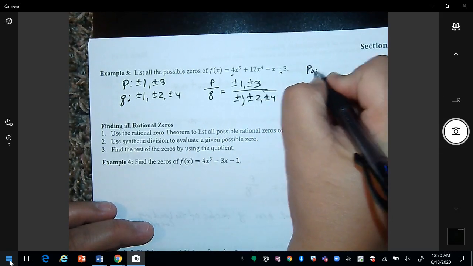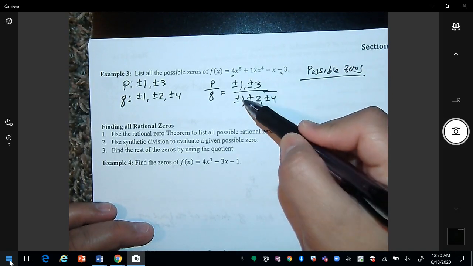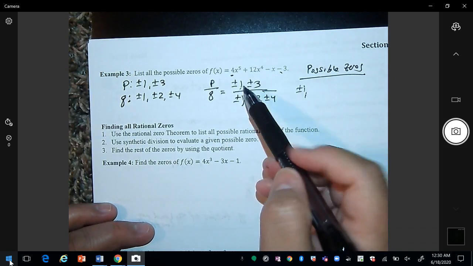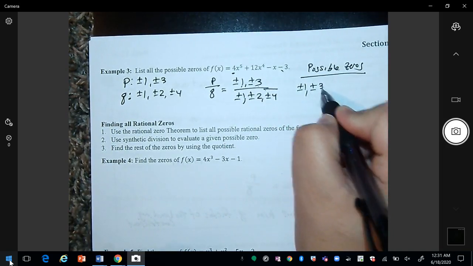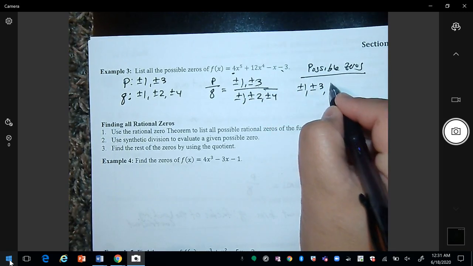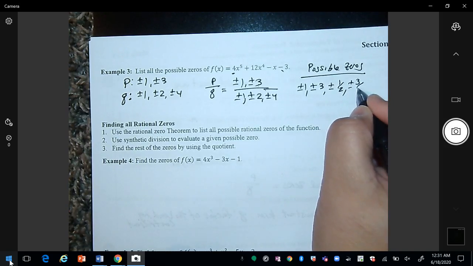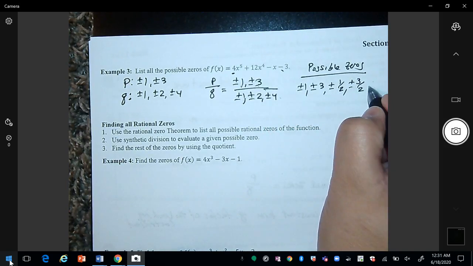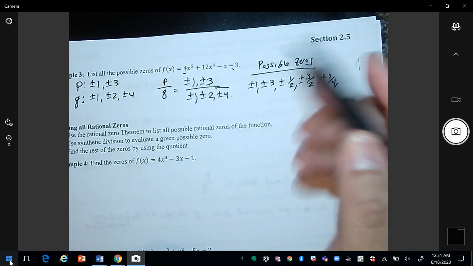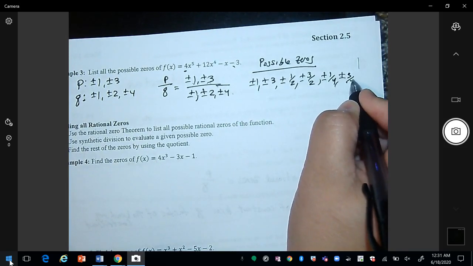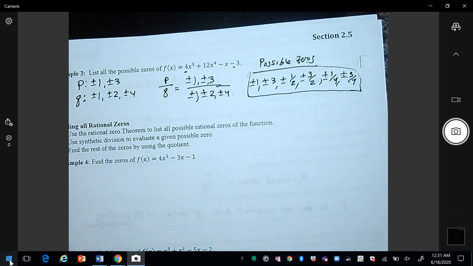And so my possible zeros will be 1 divided by 1, 3 divided by 1, 1 divided by 2, 3 divided by 2, 1 divided by 4, and 3 divided by 4. So these would be your possible zeros.